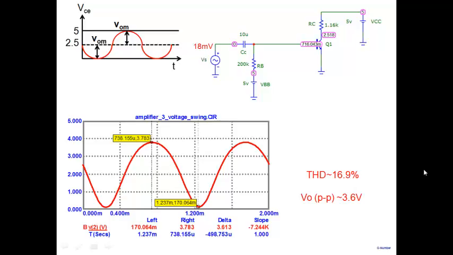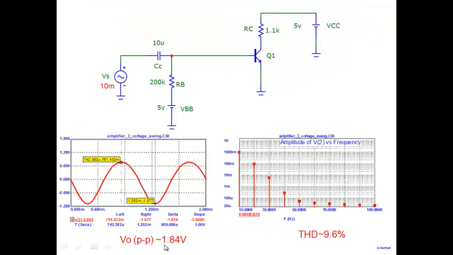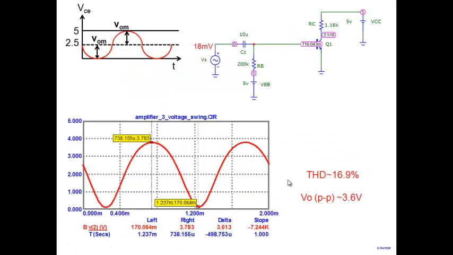Okay. So note that the first point that I'm trying to emphasize is when you say I'm getting so much output swing, you have to talk about how much harmonic distortion. So you can say 3.6 volt output swing peak to peak with a harmonic distortion of 16.9%. Or you say 1.84 peak to peak with a harmonic distortion of 9.6%. Okay, so that's the first story.